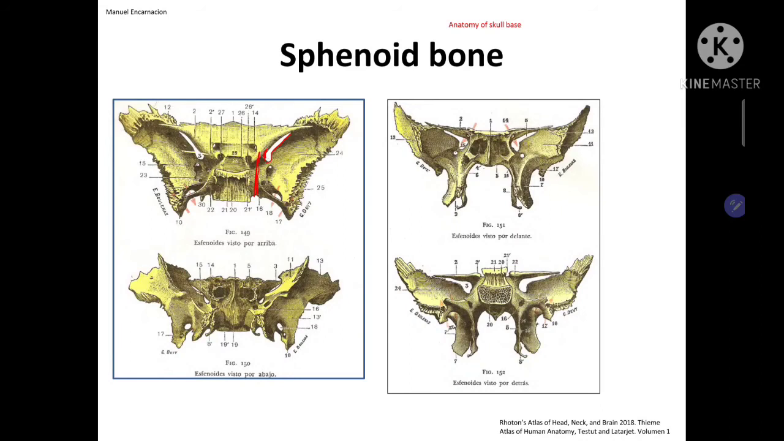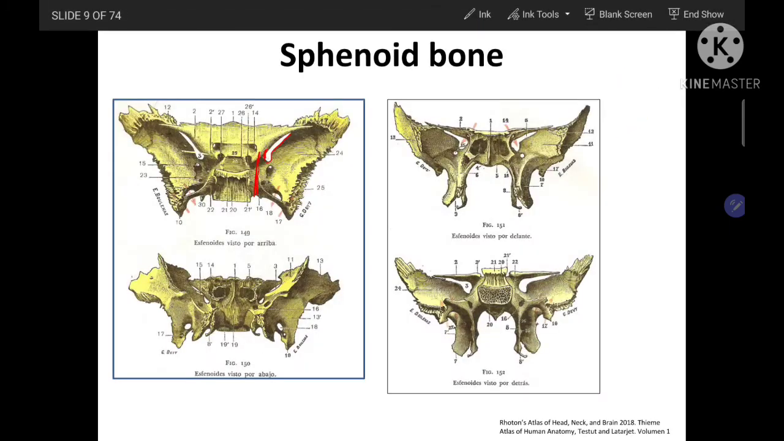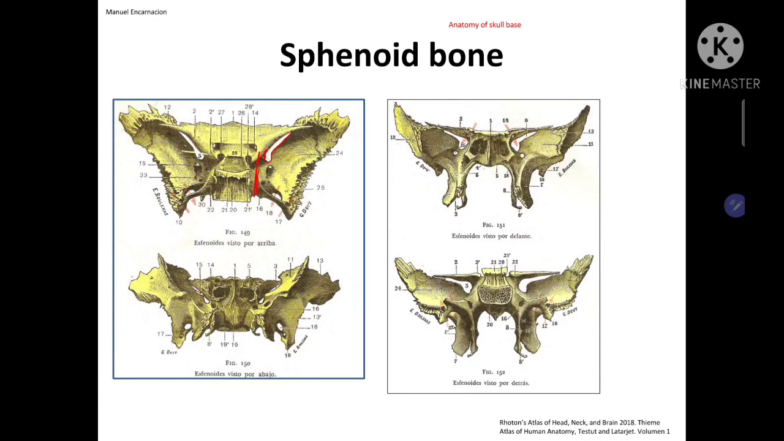Sometimes we're going to find, superoposterior to the root of the major wing of the sphenoid, a sulcus. This is the S-shaped sulcus, made by the carotid artery. We can call it the sulcus caroticus or cavernous canal. So with that, we finish with the body.